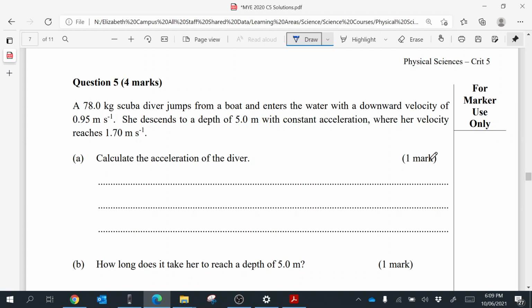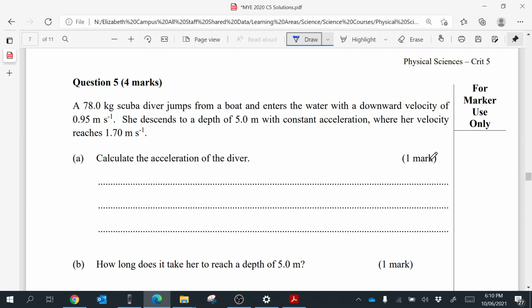Okay, in question 5 we have a 78.0 kilogram scuba diver who jumps from a boat and enters the water with a downward velocity of 0.95 meters per second. She descends to a depth of 5 meters with constant acceleration, where her velocity reaches 1.70 meters per second. Calculate the acceleration of the diver.